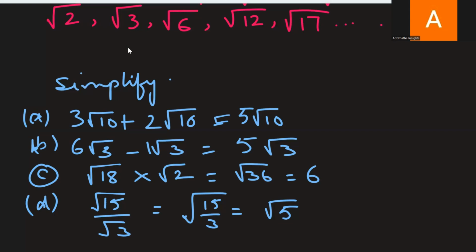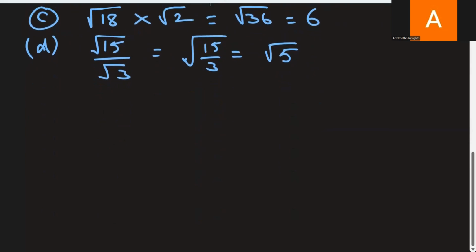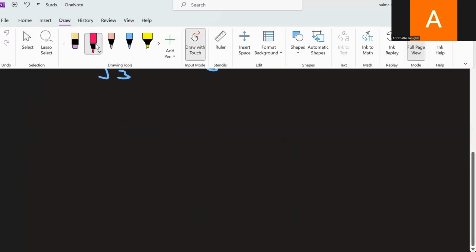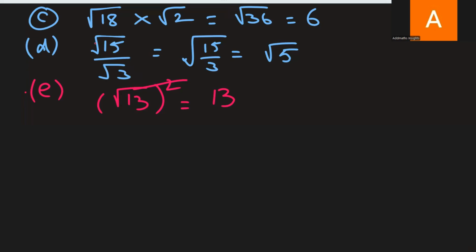Or, for example, if you have to take the square of this, part E, for example, find the square of square root of 13. It cancels out and you are left with only 13. This is simple, but if you have to find the cube of these surds, it will be a different rule.